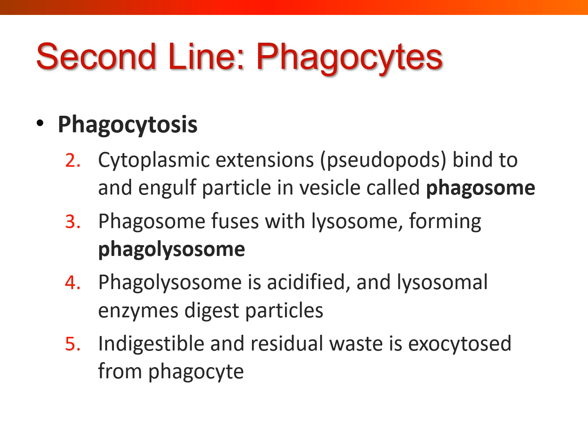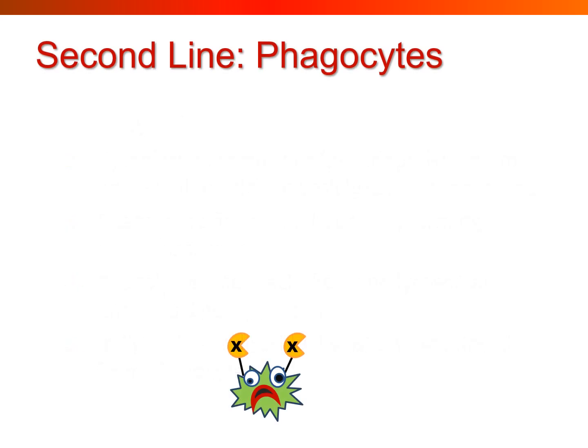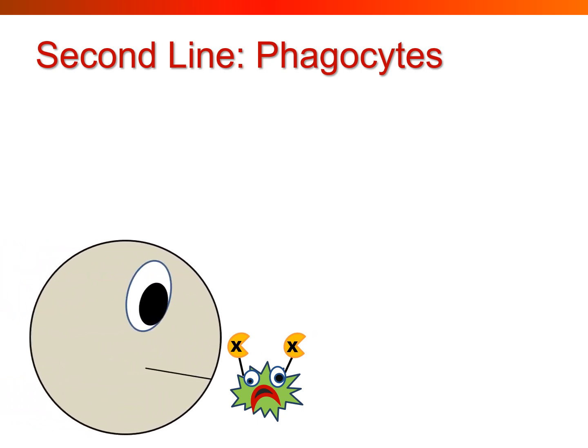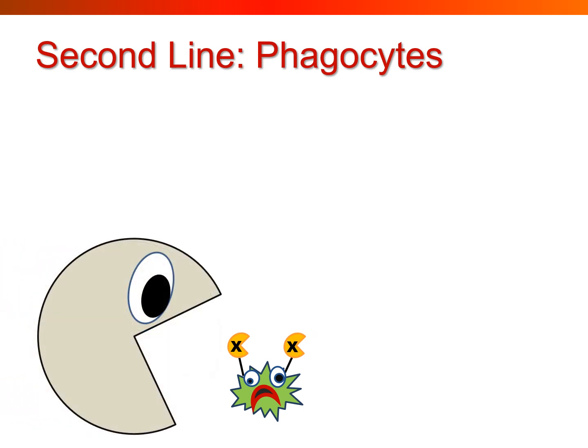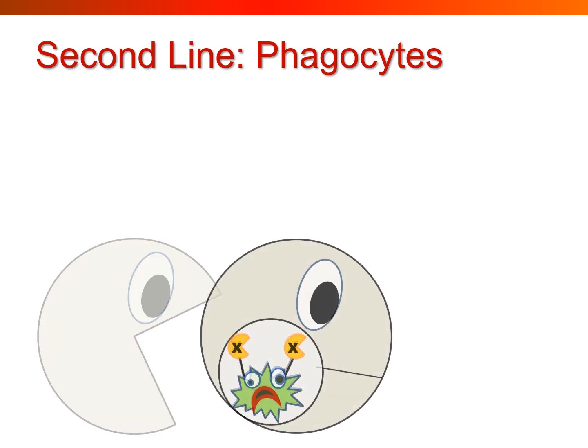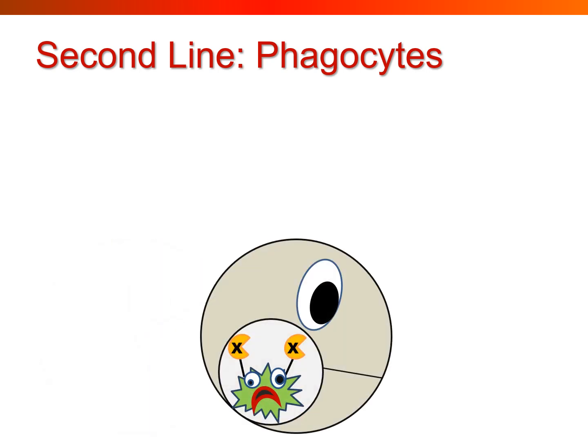So let's look at an animation that goes through all of these steps. So here's our little pathogen, and here comes our white blood cell, and the white blood cell is going to eat this thing. And when it does, it has to put it in a little pseudo-stomach that's called a phagosome, but there's nothing there to digest it.